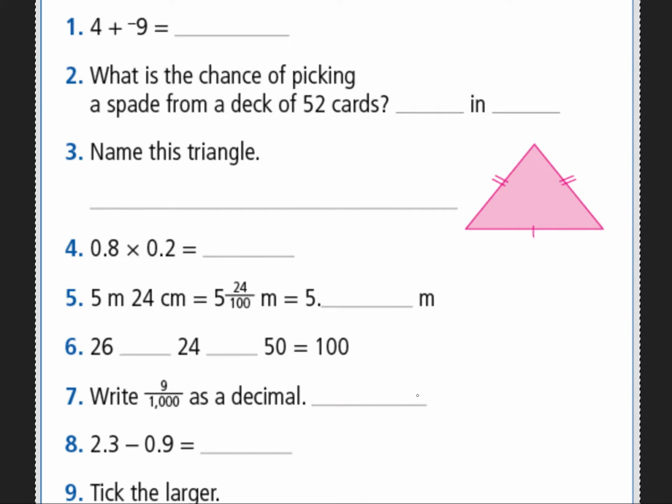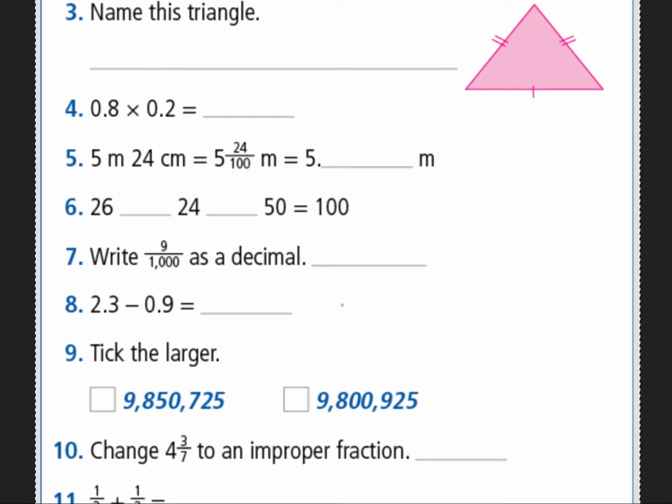Question 8, we're starting off with 2.3. It's always best to write these on top of each other, to do them vertically instead of horizontally. We're going to subtract 0.9. Okay, so we can't take the 9 away from the 3, we'll just borrow and pay back. 13 take away 9 is 4. Our decimal goes in here, and 2 take away 1 is 1. So we get 1.4 as our answer for that one.